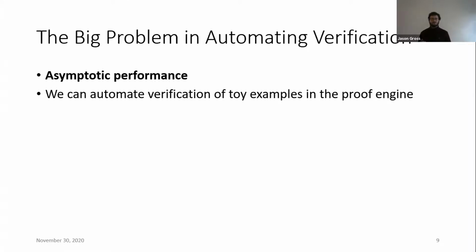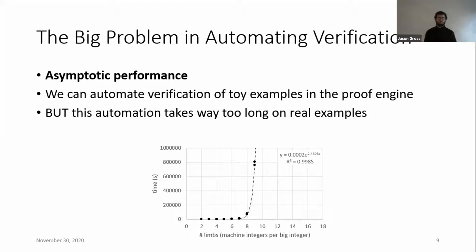The big problem is asymptotic performance. We can automate toy examples in the proof engine. We can automate their verification. But this automation takes way too long when you try to run them on real examples. As you see in this plot, in an earlier version of fiat crypto, the automated verification that worked fine on an example of size 2, taking about 17 seconds, on an example of size 17 was projected to take over 4,000 millennia. 4,000 millennia is way too long to wait.